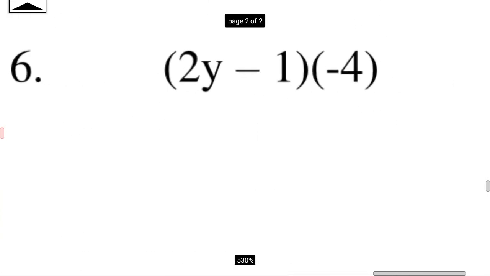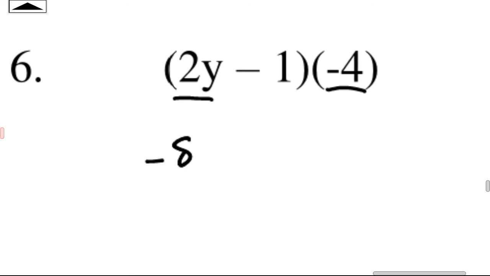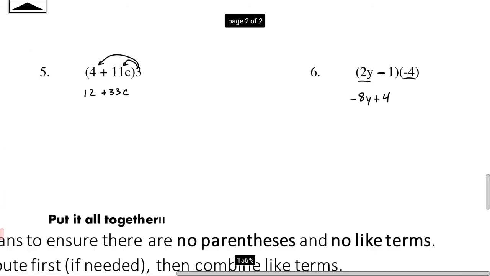And same thing here. Now we're not distributing just a 4. Now we're distributing a negative 4. So what's a negative times a positive? Negative. 2 times 4 is 8, and I got the y. And now I've got negative 4 times negative 1. Well, a negative times a negative, those negatives cancel out, like positive. 1 times 4 is 4. And that is it.